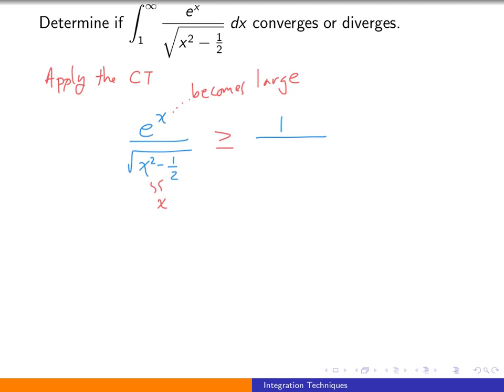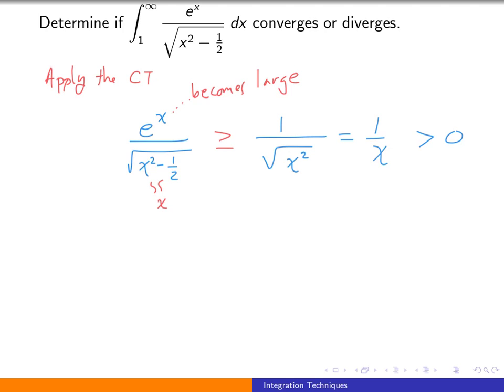Also, if I want to get something smaller, what I can do is make the denominator larger. And a very simple way to make the denominator larger is, instead of having x squared minus 1/2, we are going to replace that with an x squared. So divide by something bigger gives you something smaller. And this is 1 over x, and both of these quantities are positive from 1 to infinity.